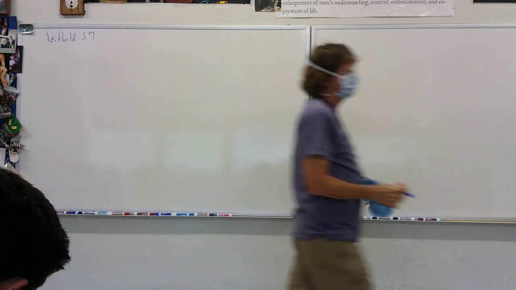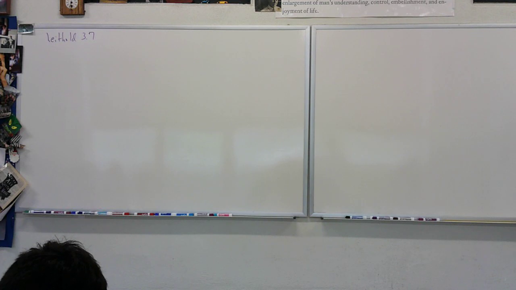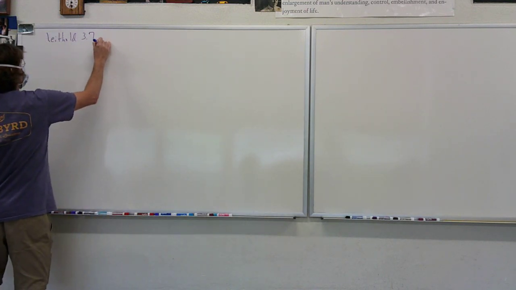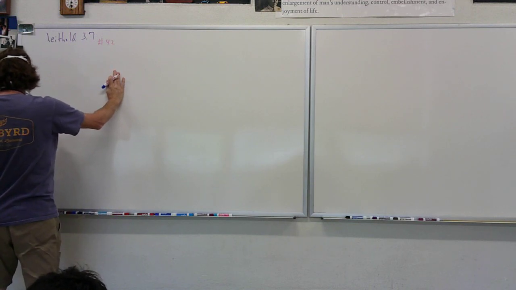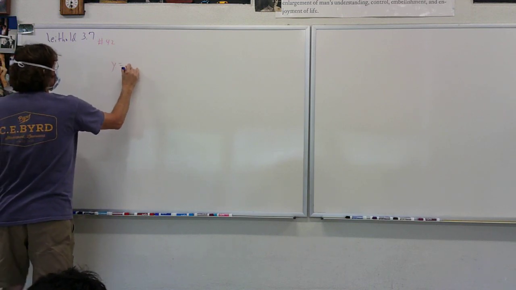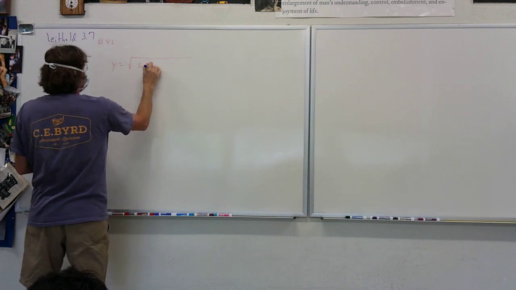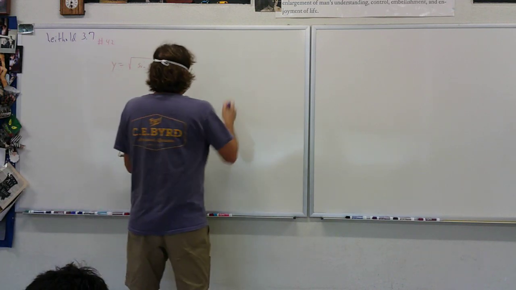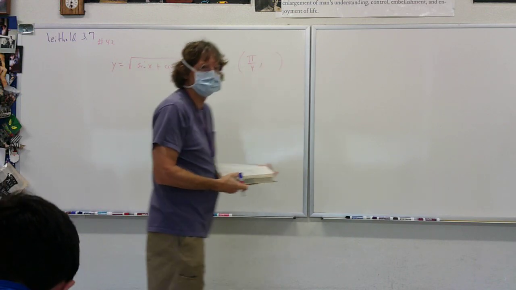This is 3.7, and it's number 42, which is not on y'all's sheet. Number 42, the moment of truth. 3.7, number 42. I have the equation: y equals square root sine x plus cosine x. And I have the x value of pi over 4. That's the information that's given to me.